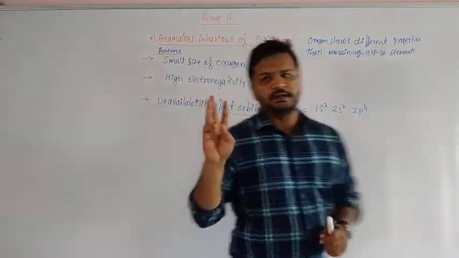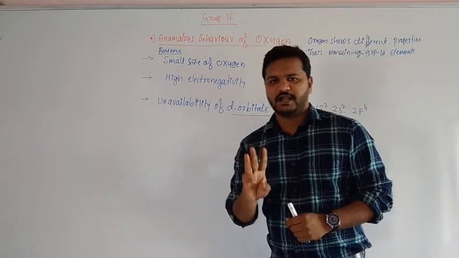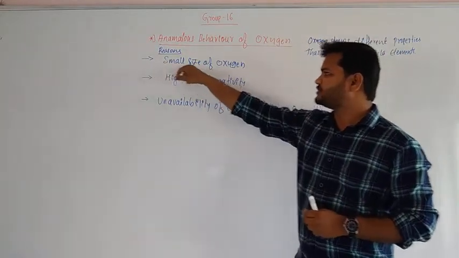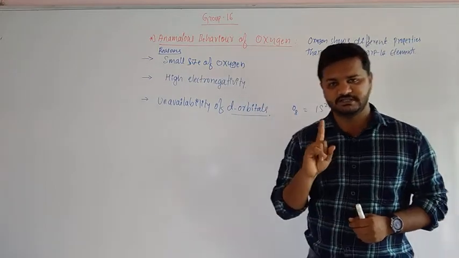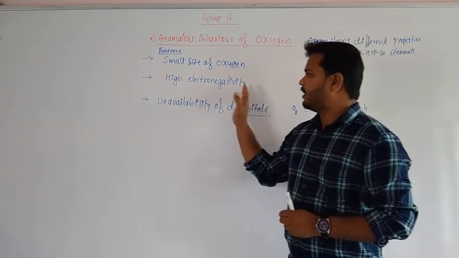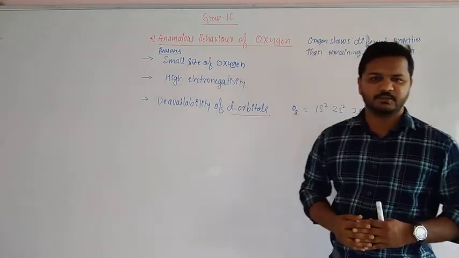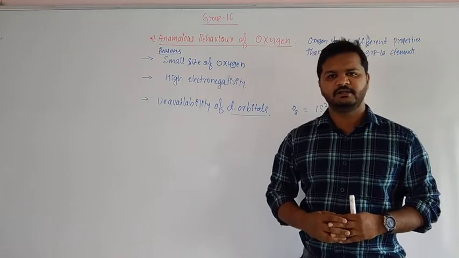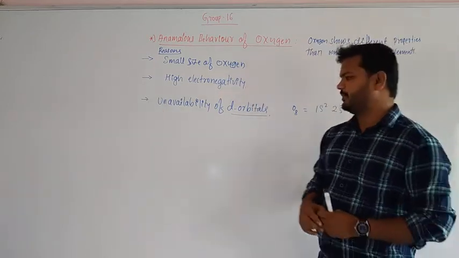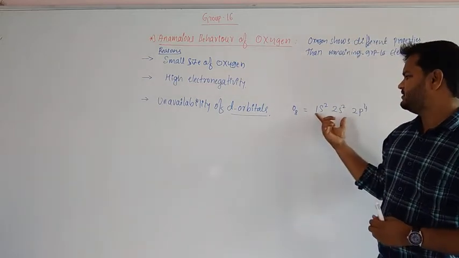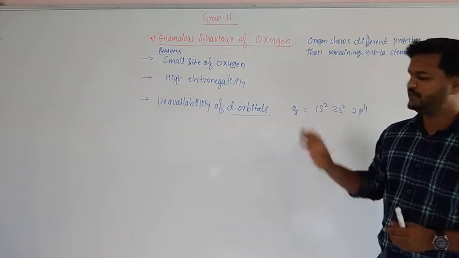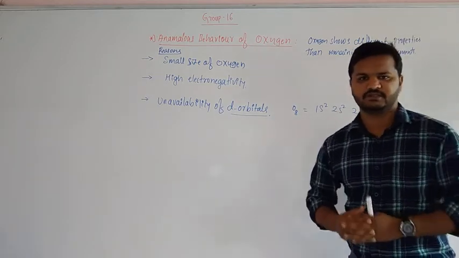Okay, now three important anomalous behaviors are there. So in that, the reasons are, first one, small size of oxygen. This is the first reason to show anomalous behavior of oxygen. Second one, oxygen is the second most electronegative element in the periodic table. Okay. Then third one, unavailability of d orbital in oxygen. Oxygen's electronic configuration is 1s2, 2s2, 2p4. There are no d orbitals present in oxygen.